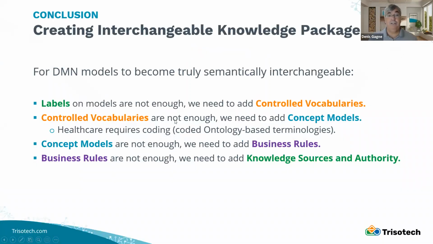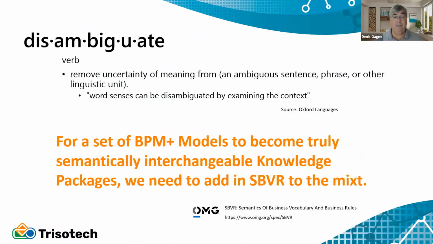So my conclusion is that for DMN models to become truly semantically interchangeable, labels on models are not enough. We need to add control vocabularies. And control vocabularies are not enough. We need to add concept models. Here comes into play, in particular in healthcare, and other industries also have similar notions, but healthcare also requires coding, ontology-based coding. Concept models are not enough. We need business rules. Business rules are not enough. We need to add knowledge source and authority. So this is all about disambiguation.